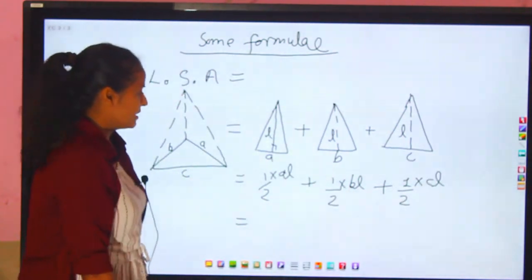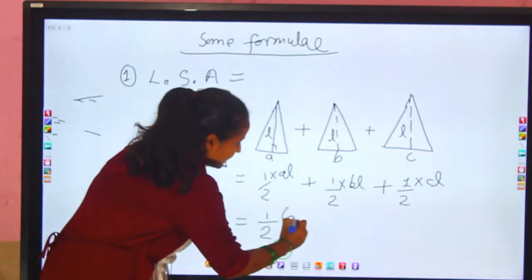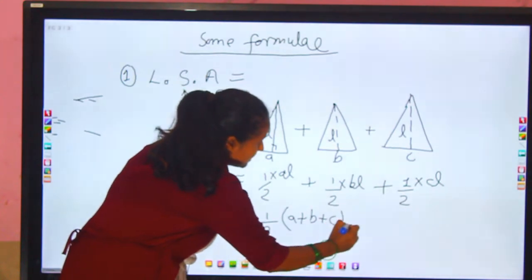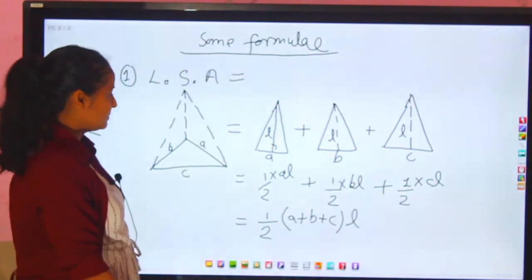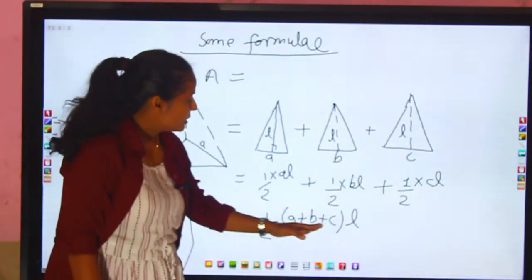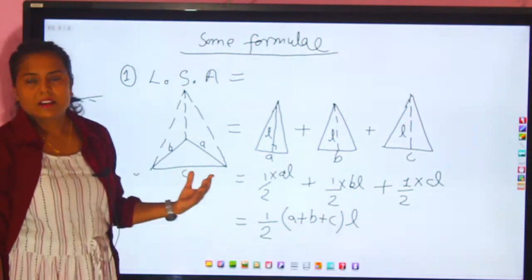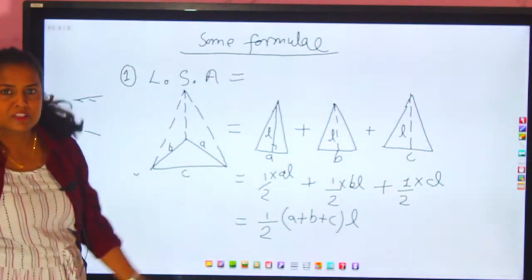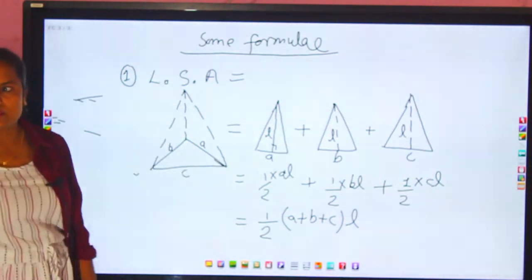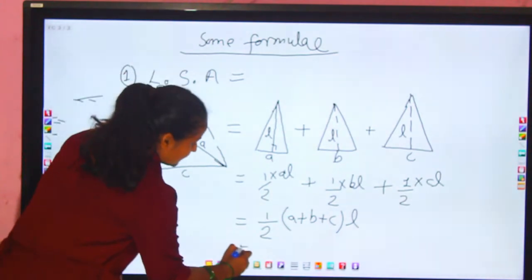While taking common here, 1/2 is common, A plus B plus C, L is again common. Okay, in this way, what do you mean by A plus B plus C in this picture? The A plus B plus C represents here the perimeter of the base. Okay, it means the perimeter of the base.